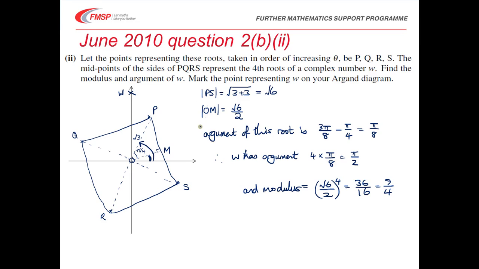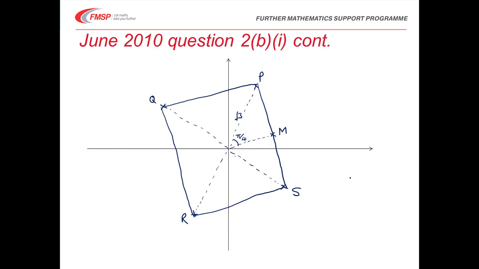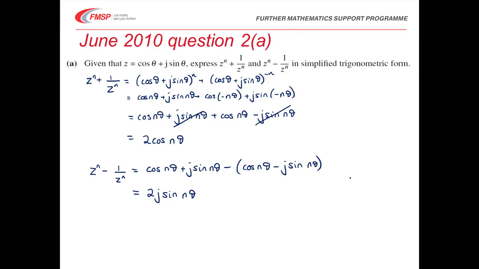Let's just check we've done everything in that question. We've got the points representing the roots, we've labelled them P, Q, R and S. The midpoints of the sides represent the fourth roots of complex number W. We've found the modulus and argument of W, and we've marked the point representing W on the Argand diagram. So we have completed that question. Okay, let's go back and see how the mark scheme works for this question.